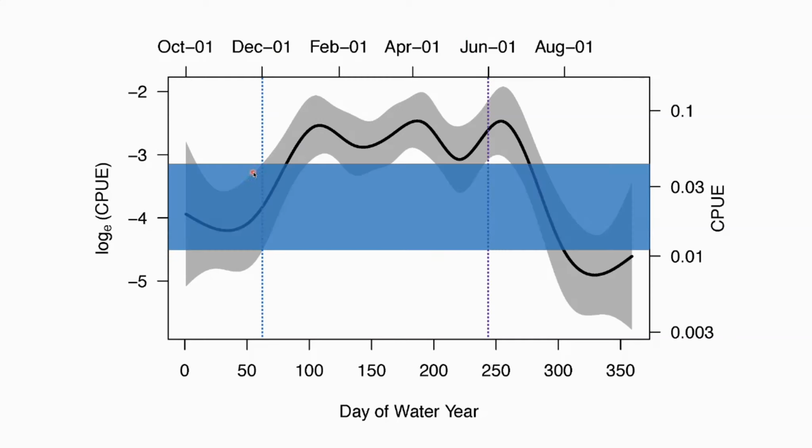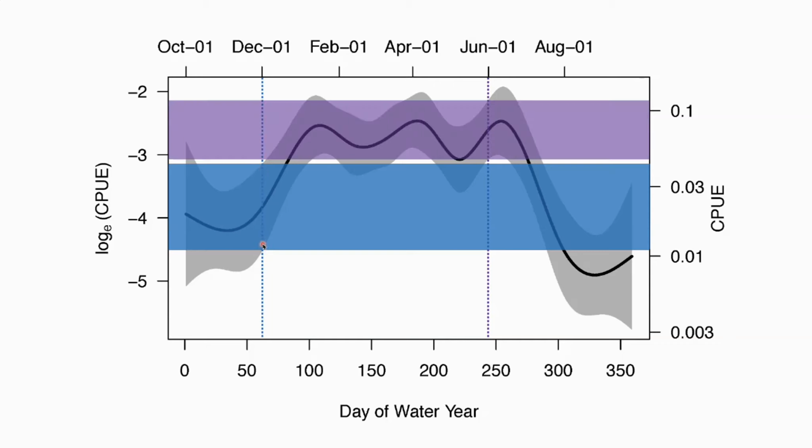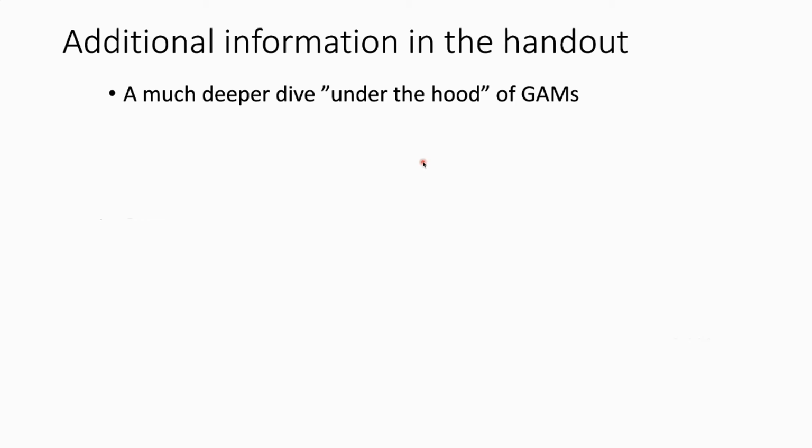So what we do is we take the upper and lower limit at December 1st, and we compare it to the upper and lower limit at June 1st. If these uncertainties overlap, we would say there is no significant difference between the catch per unit effort at these two dates. But in our case, there is a gap, and so that tells us catch on June 1st was significantly greater than catch on December 1st.